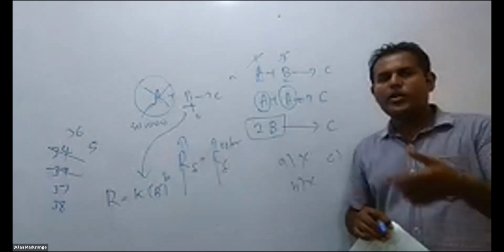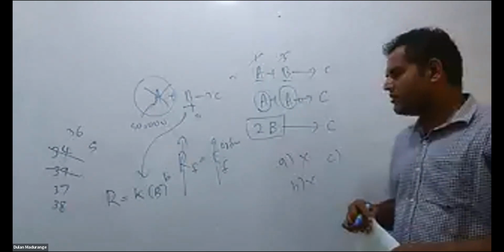Because in the elementary reaction, you know, order is equal to stoichiometric number of the species. Right. That is the scene.